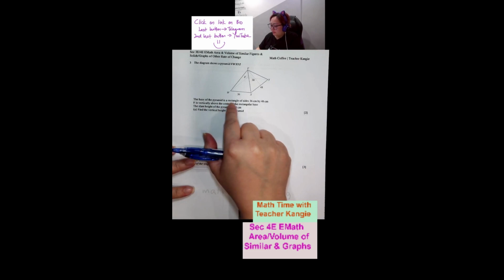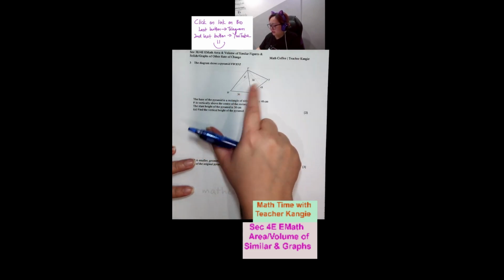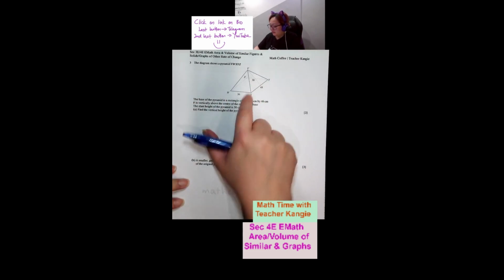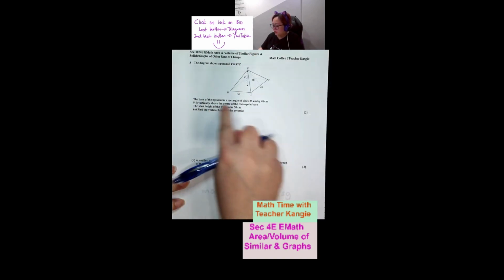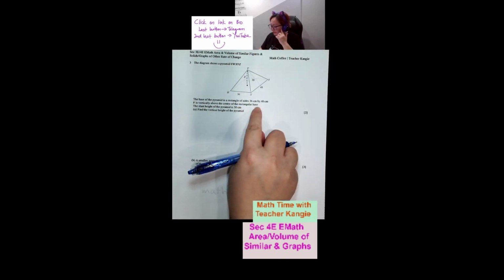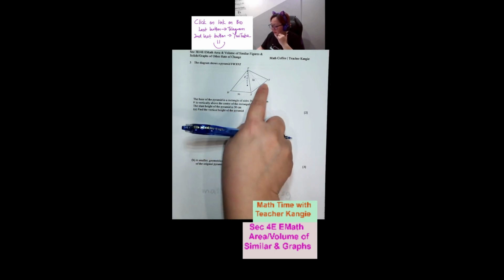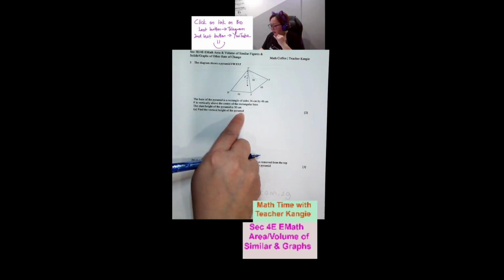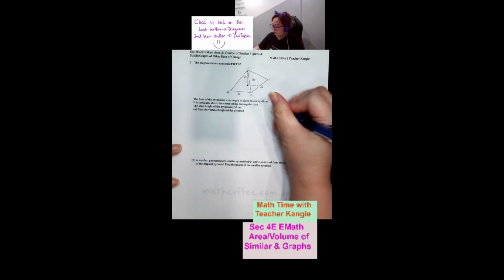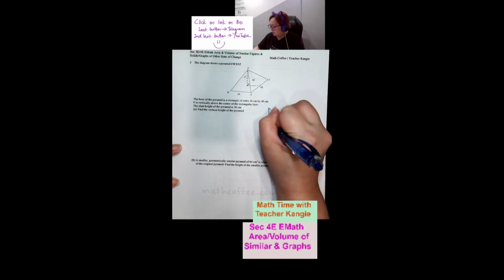The base of the pyramid is a rectangle of side 36 by 48. V is vertically up, so what I'm going to do is dot dot dot, like that. Above the center of the rectangular base, the slant height is 30. Find the vertical height of the pyramid. Okay, so actually this one I just need to draw this. I will draw it out here so that you see what I mean.